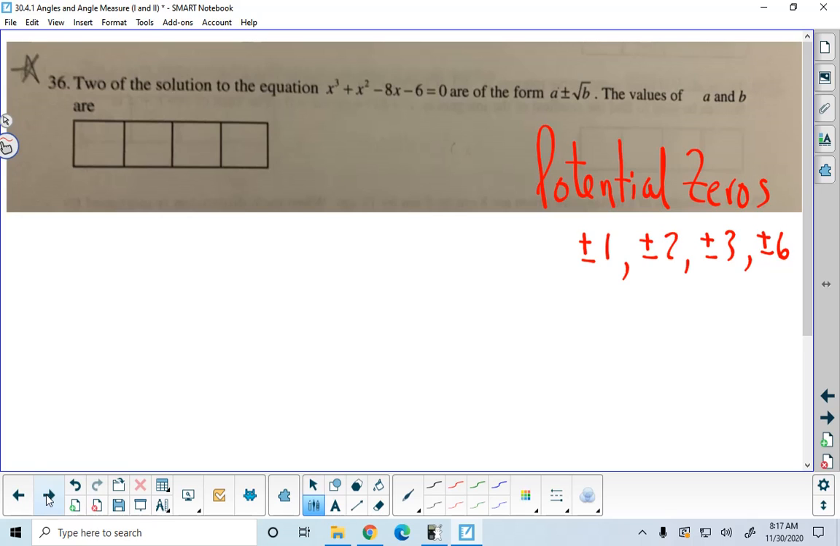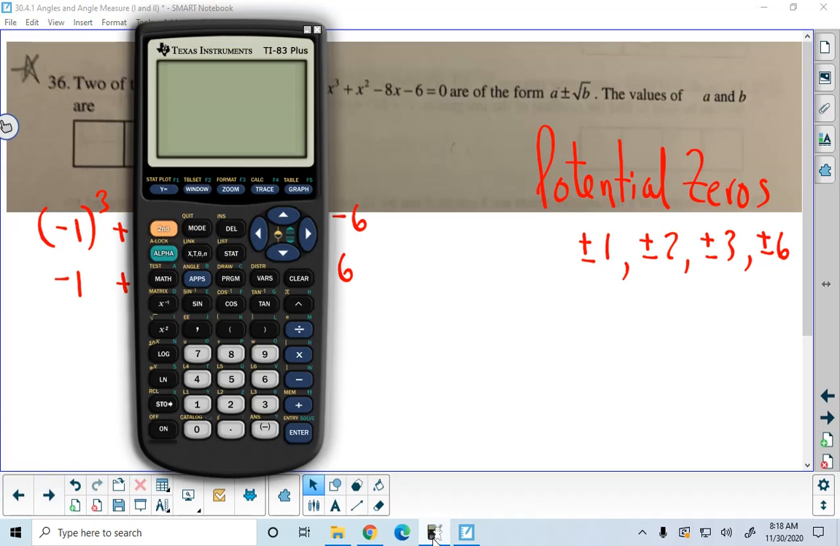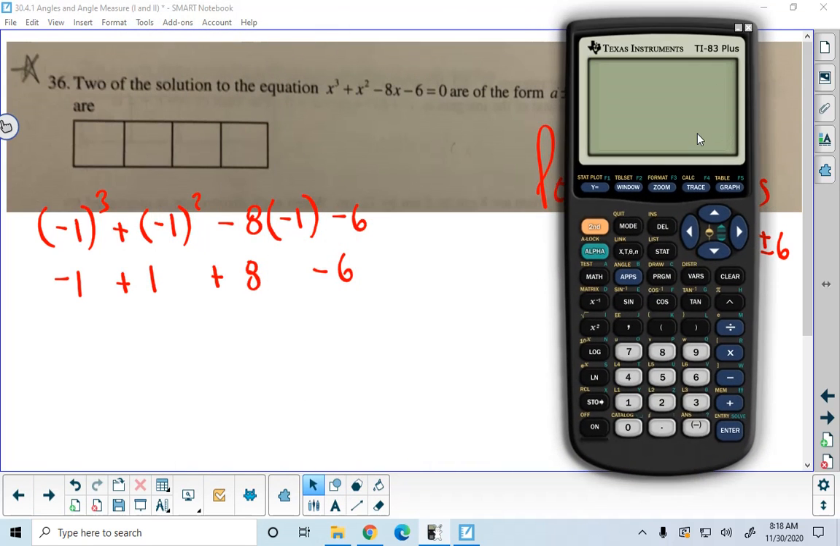If you were to put -1 in here, let's just see what happens. -1 cubed plus -1 squared minus 8 multiplied by -1 minus 6 gives me -1 plus 1 plus 8 minus 6. And you discover that this is not equal to 0. So then you move on to another one. Now remember, in class we did this in a very efficient manner, and it's what I would recommend, by putting the function into your calculator for y.